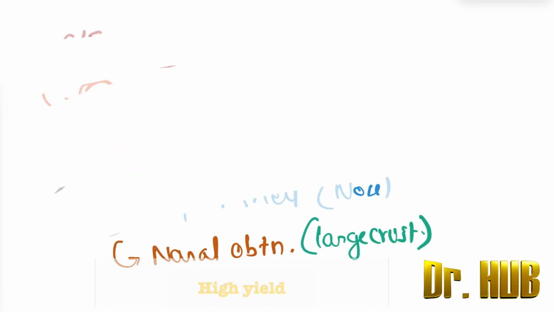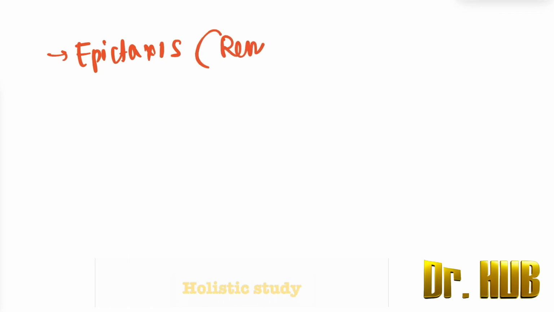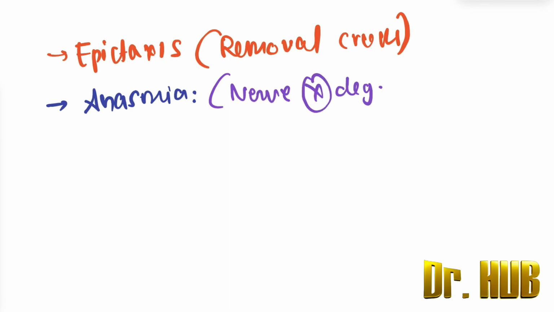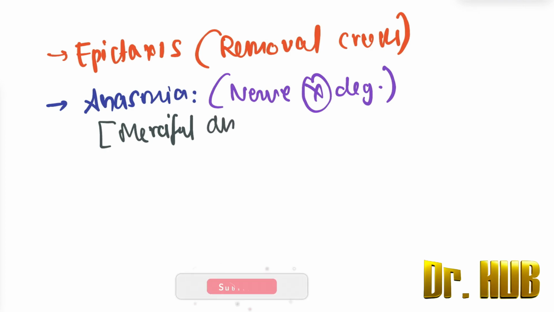Next, there is also presence of epistaxis in atrophic rhinitis. There is bleeding, and this is due to removal of the crust. Next there can be presence of anosmia. This is due to the degeneration of the nerve elements. So the nerve elements are degenerated, and this is also known as merciful anosmia.